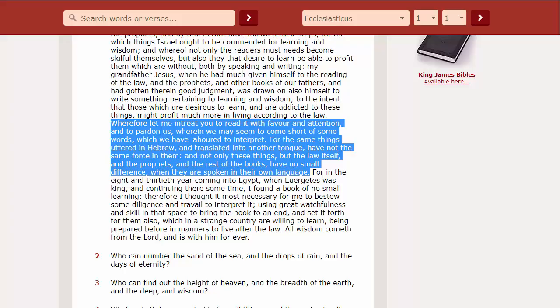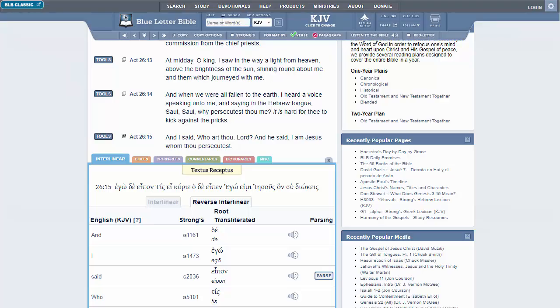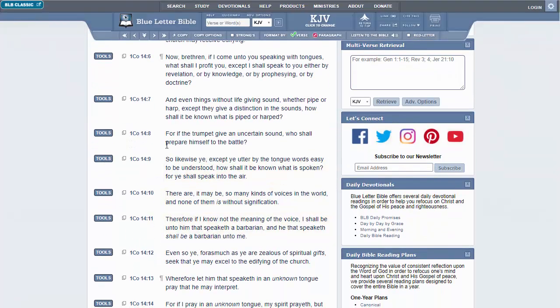Not that it's base as far as being low and despicable, but base as far as being simple, you know. And it's very simple to be understood. Matter of fact, let me get that in the book of 1 Corinthians real quick, the 14th chapter. Bear with me one second. 14 and 8, I believe it is.